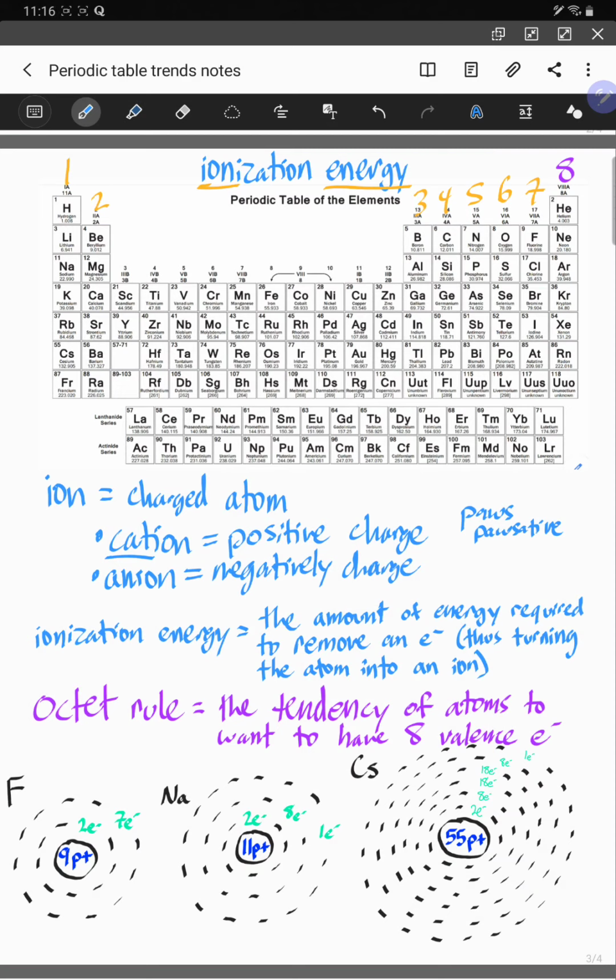But what ionization energy is, it's the amount of energy required to remove an electron, thus turning the atom into an ion. This last part is not technically part of the definition, but it's going to help us remember the definition. Because if we break apart this word here, we have ionization energy. So it is the energy required to remove an electron. And if we remove an electron from an uncharged atom, it's going to turn it into an ion.